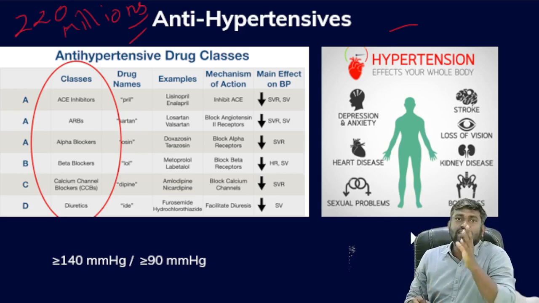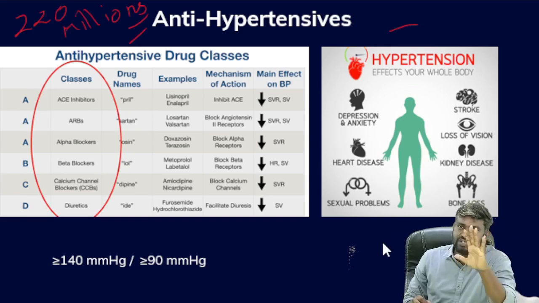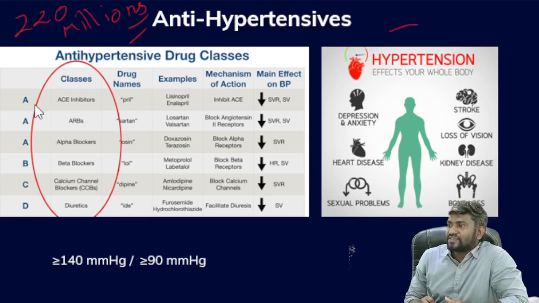Let's see one by one. The antihypertensives come with the mnemonic A, B, C, D. Very easy to remember. Let's look into the 3 A's. The first A could be what? ACE inhibitors, ARBs and alpha blockers.